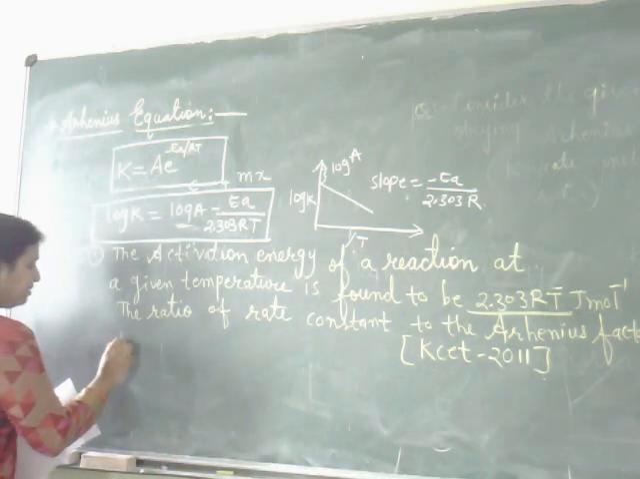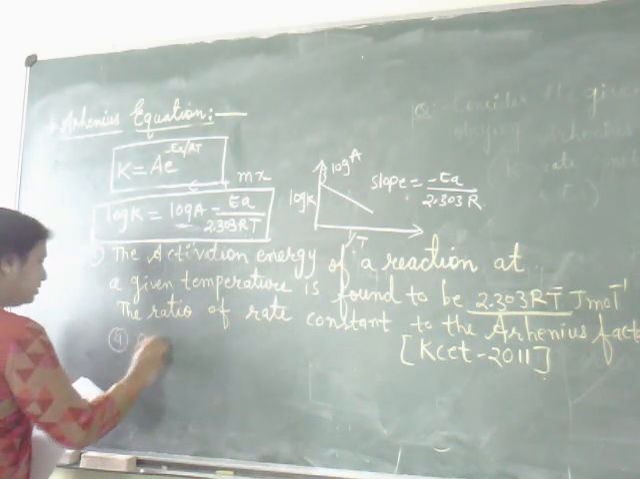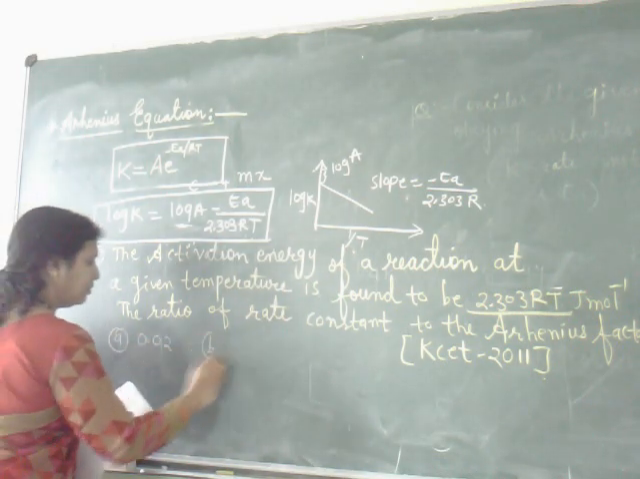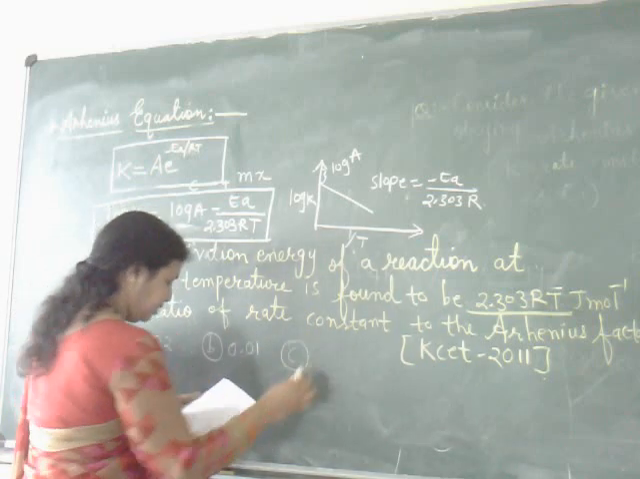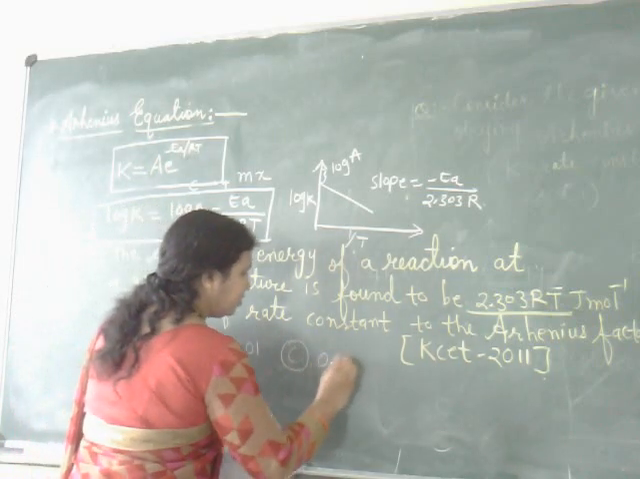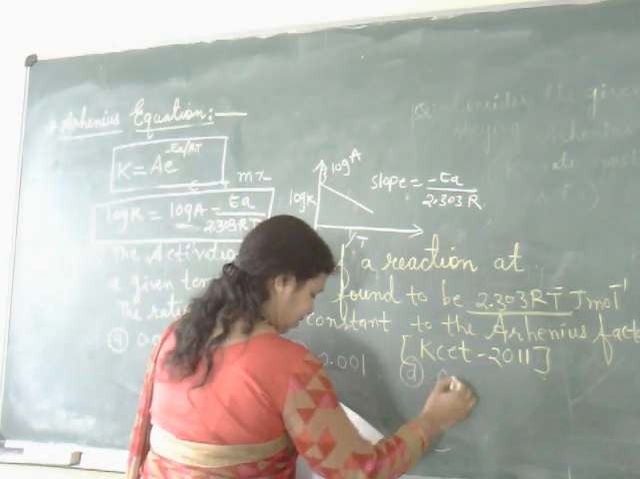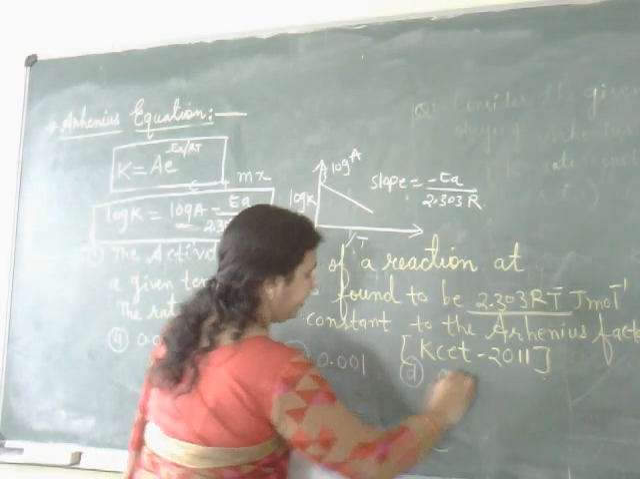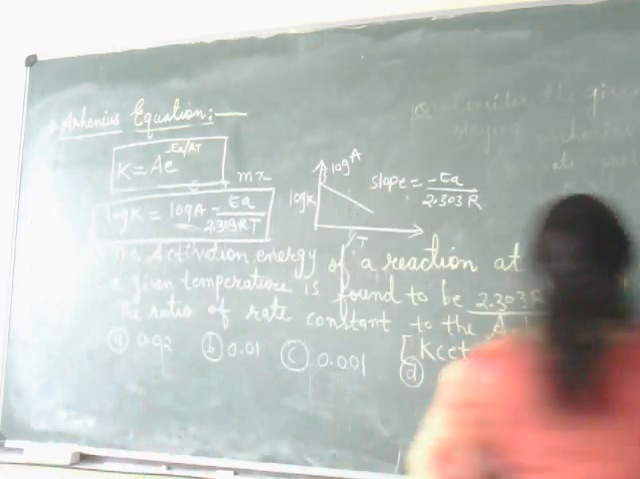Four options are given here. Option A is 0.02, option B is 0.01, option C is 0.001 and D is 0.1. Okay, four options are given. How to solve this one?